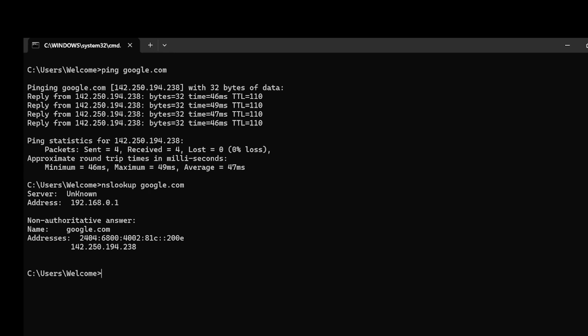Here you are just checking the IP address, but you are not checking the communication. With the first command, you are trying to check the communication between your computer and the Google domain. Ping, which stands for packet internet groper, is a command used to check the connectivity between a domain and a device. Here I just checked the connectivity between my laptop and the Google domain.